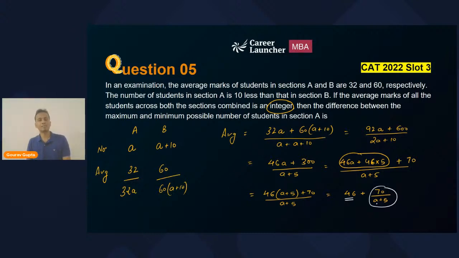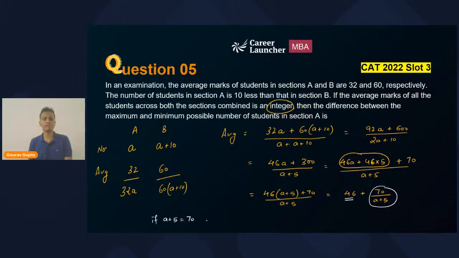Now, to maximize a, 70 divided by (a plus 5) should be an integer. So basically, if 70 upon a plus 5 should be an integer, then 70 should be completely divisible by a plus 5. Okay? So what can be the maximum of a plus 5? The maximum value of a plus 5 can be 70. If it is greater than 70, it will come in decimals.